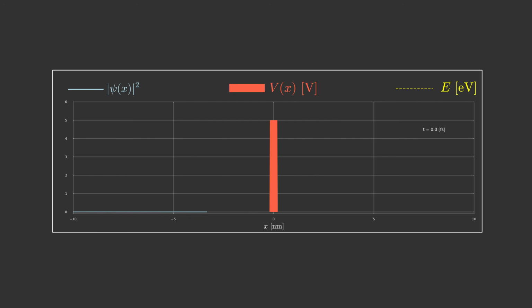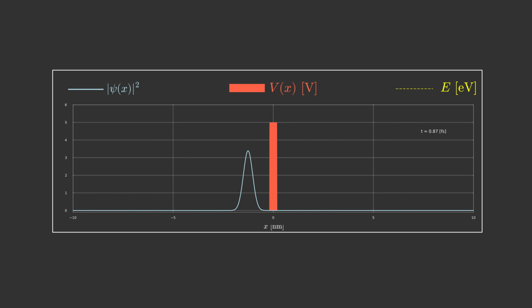Now I model a Gaussian wave packet like this, with such normalization that the peak corresponds to the mean kinetic energy of the electron. But I will also include this yellow line so that you can clearly see whether the mean kinetic energy is above or below the barrier. In this scenario, I have the potential barrier with a height of 5 volts, and I gave the Gaussian mean kinetic energy of 4 electron volts, and therefore below the barrier.